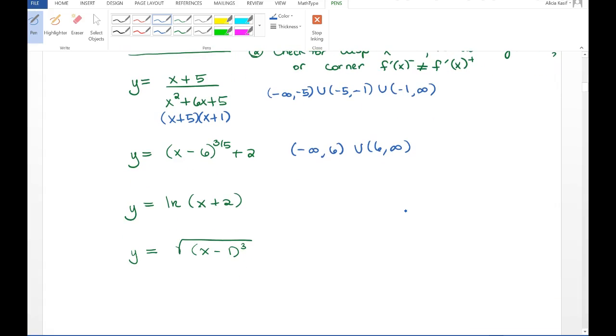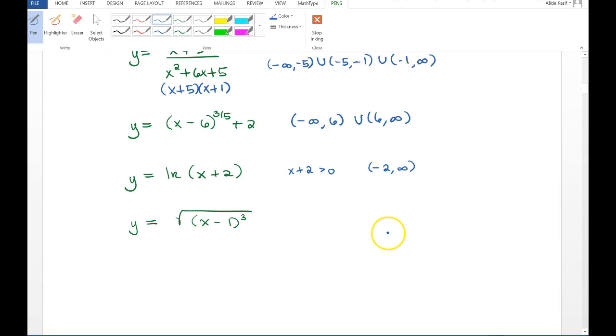What do we know about the domain for logarithms? It has to be greater than 0. So x plus 2 must be greater than 0, so it's going to be from negative 2 to infinity. How about the next one? x minus 1 to the 1/3. Ah, so we could rewrite this as x minus 1 to the 3/2.